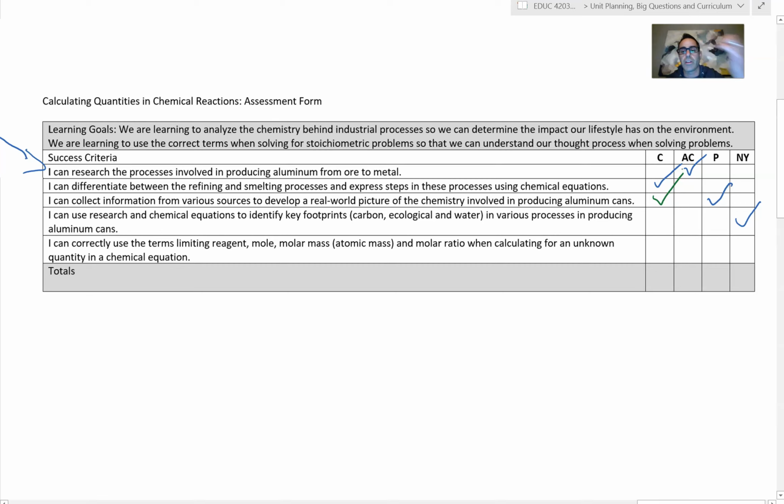And so because of that, you also were able to identify some key footprints. So you were able to do a carbon footprint and an ecological footprint, but you still weren't able to show me water footprints. So I'm going to move this up to an almost complete. All right, you still need to be able to look at an equation and find water footprints there.